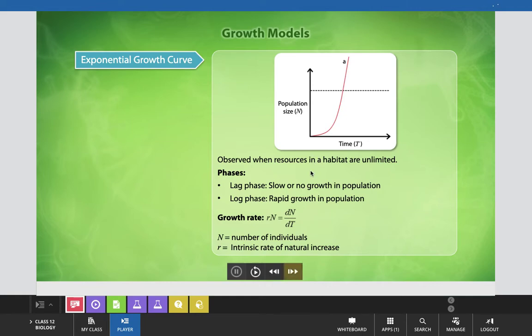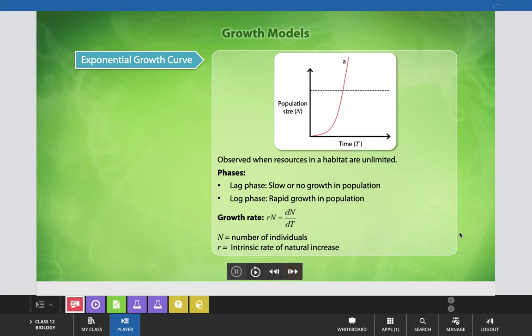By the help of this growth curve, you can calculate the growth rate by this formula: dN/dt = rN, where N represents the number of individuals in that particular area and r is the intrinsic rate of natural increase in the population.